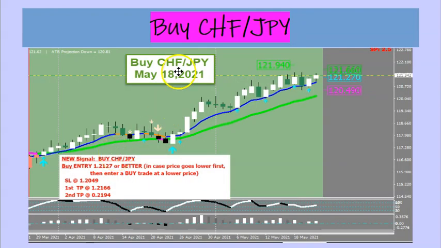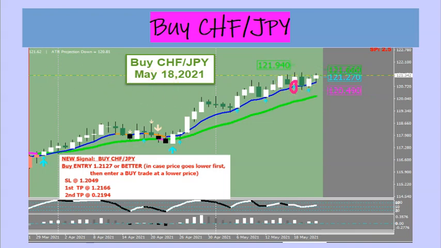I did issue a buy Swiss franc JPY signal on, you can see right here, May the 18th. And here is the signal. Let me get my drawing tool. Right there, it was a buy trade. At this particular time, the Swiss franc was strong, and the Japanese yen was weak. So I issued a buy trade.